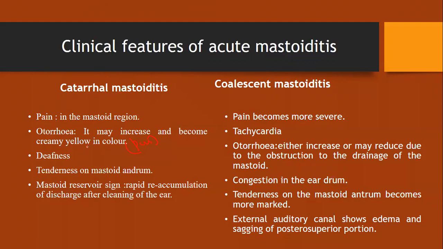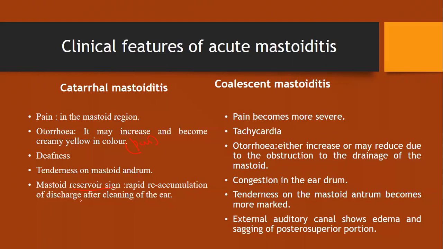Middle ear infection automatically can lead to deafness. Tenderness on the mastoid antrum. Mastoid reservoir sign, which means rapid reaccumulation of discharge after cleaning of the ear. One typical feature is the mastoid reservoir sign. It is nothing but, even if we clean the cavity and remove the pus, automatically it will be reaccumulated with pus.